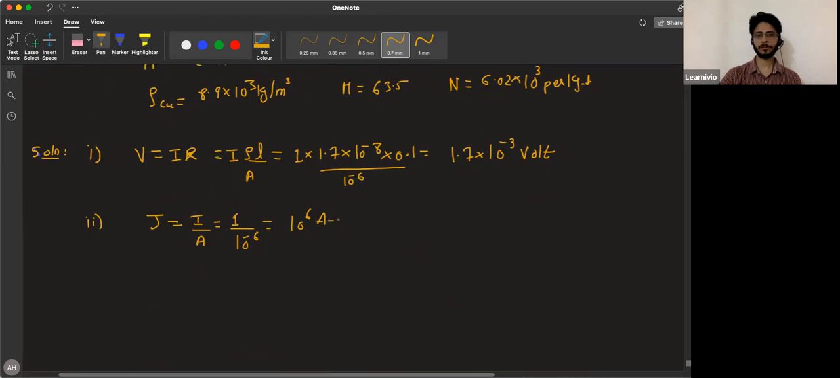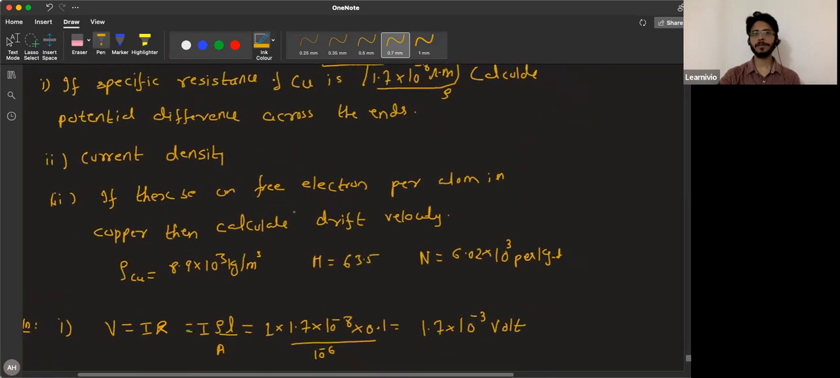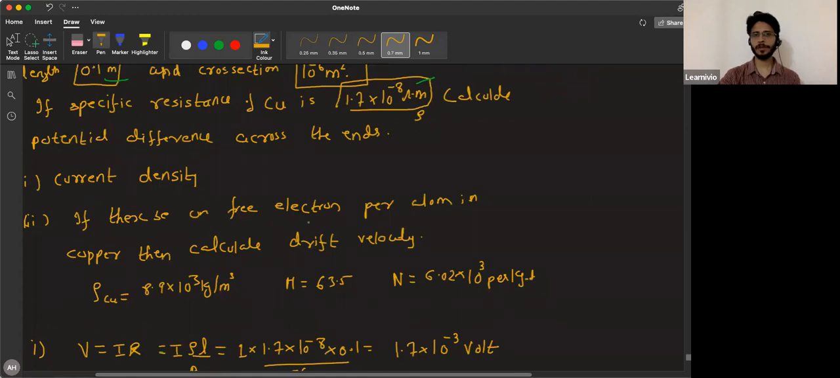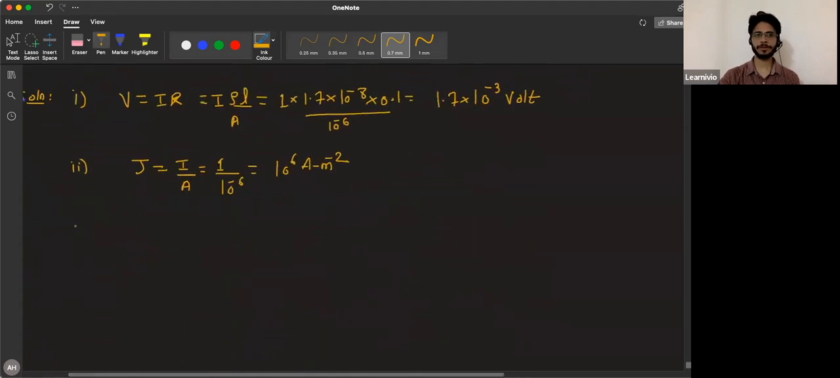What's the unit? Current density unit. Ampere per meter square, so ampere meter raised to minus 2. Third part: if there is one free electron per atom in copper, then calculate drift velocity. See, the formula for calculating drift velocity: you can calculate drift velocity from this expression also. I is nevAd, so from here you can write that your vd is I by neA.